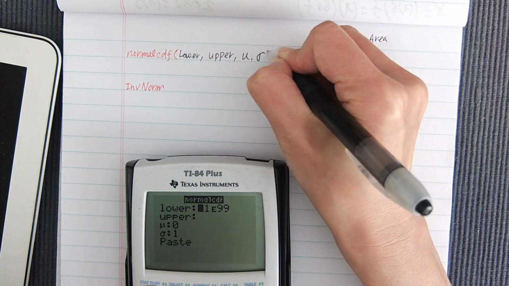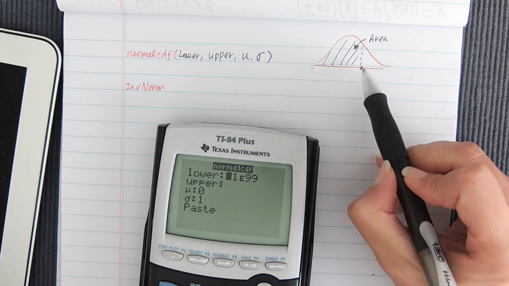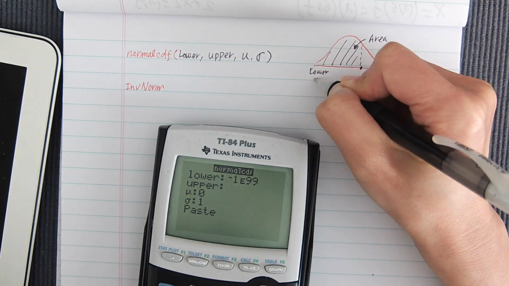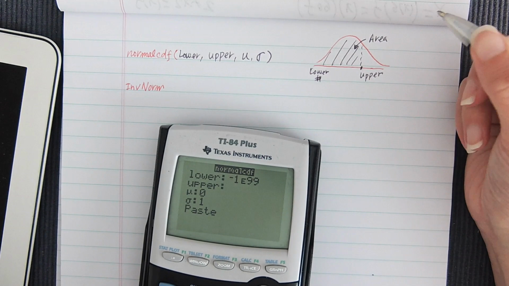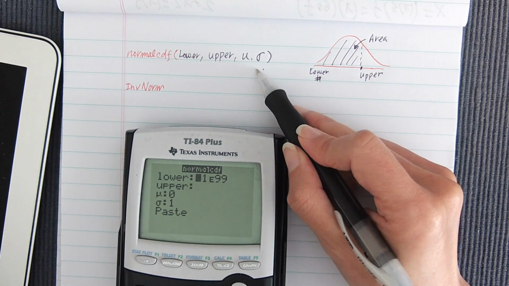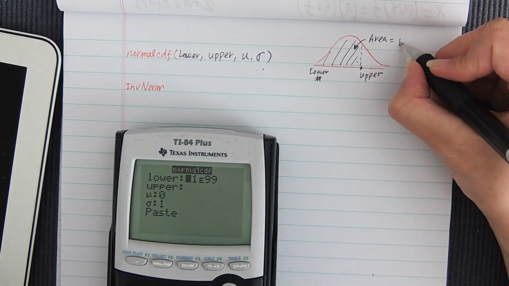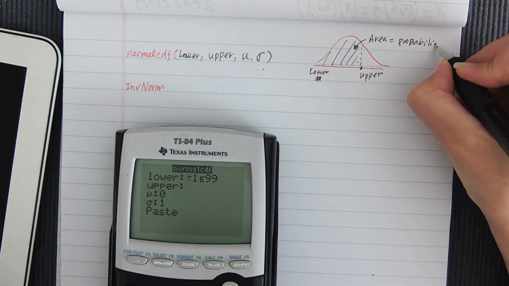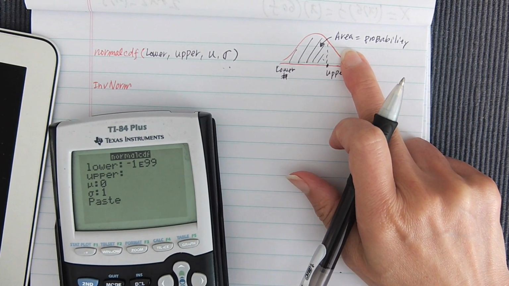Then the mean and the standard deviation. That's the way you always type it in. What's the lower number? What's the upper number? And then the mean and the standard deviation, which pretty much come from your questions. Okay? So you find the area. But area means exactly the same as probability. So finding a probability means the same as finding an area.